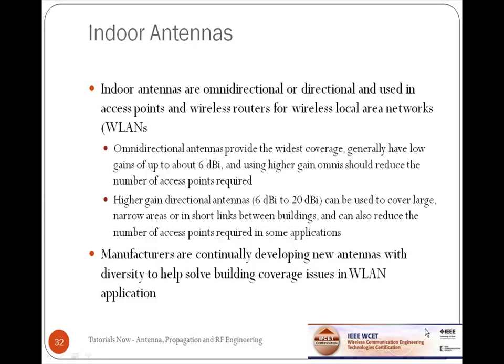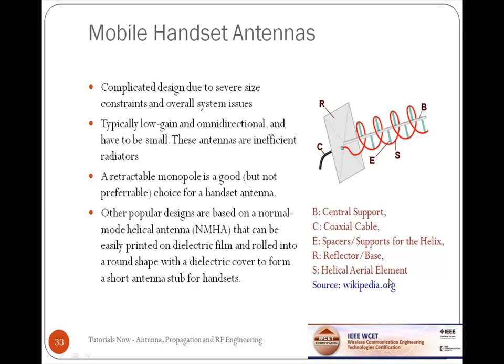Manufacturers are continually developing new antennas with diversity to help solve building coverage issues in wireless LAN applications. The mobile handset antennas have complicated design due to the severe size constraint and overall system issues. They typically have low gains and omnidirectional coverage and have to be small, so these antennas are inefficient radiators.